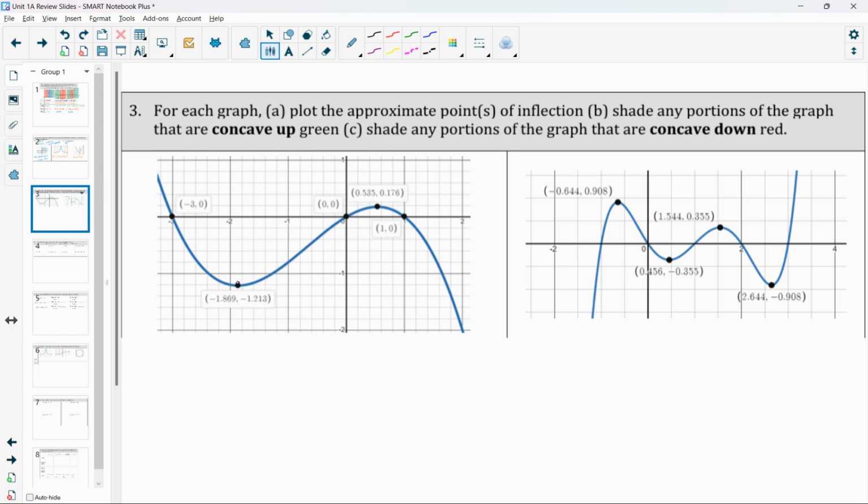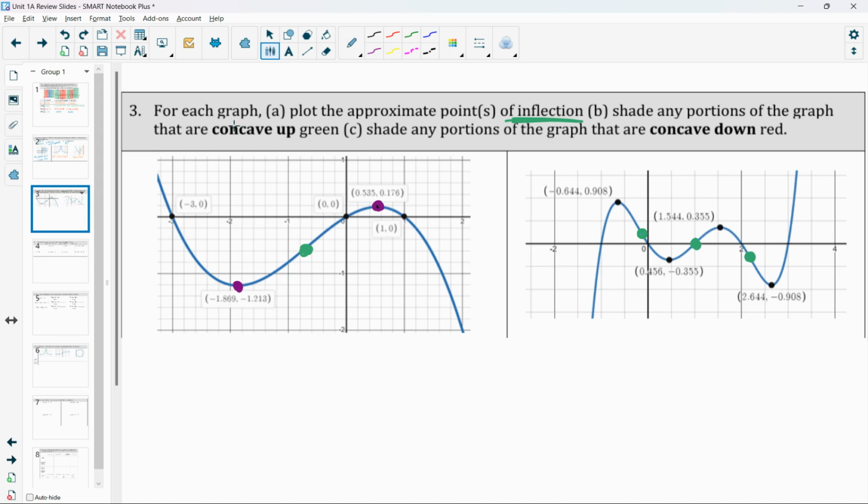So you just want to look between these 2 points here, and the point of inflection is going to be right in the middle of those. So the approximate point of inflection is going to be right between those, so maybe about right here. And then same for over here, we've got about maybe here, here, here. So just about halfway between those mins and maxes.